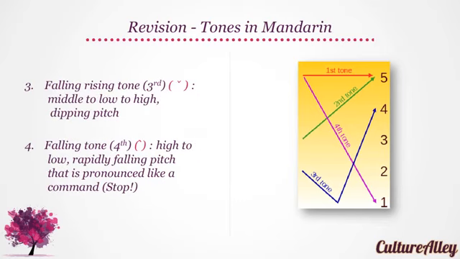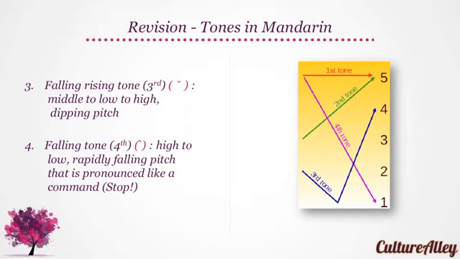The falling rising tone, or the third tone, is denoted by a small V over the vowel. It is pronounced from middle to low to high. For this reason, it may also be described as a dipping pitch.